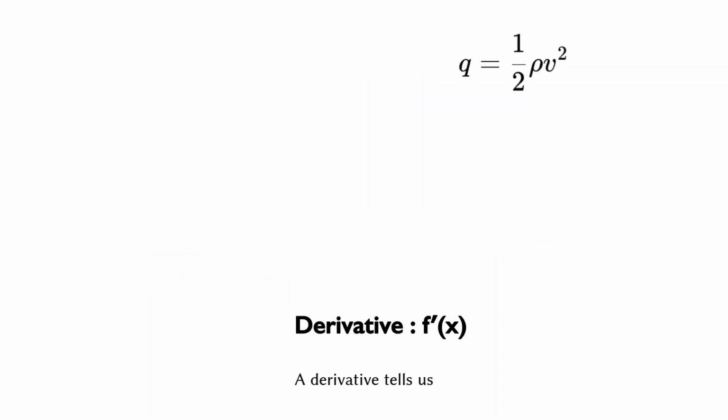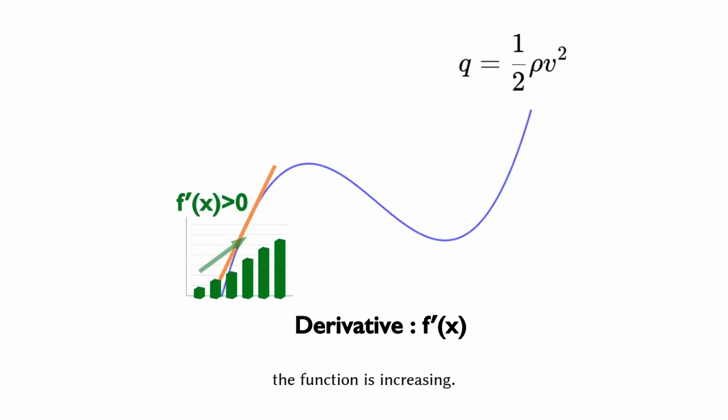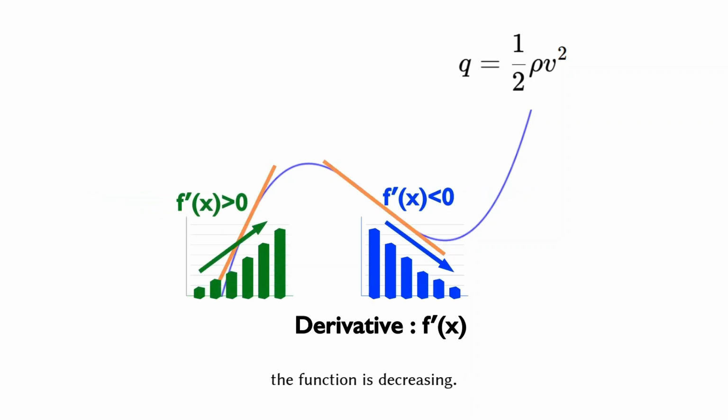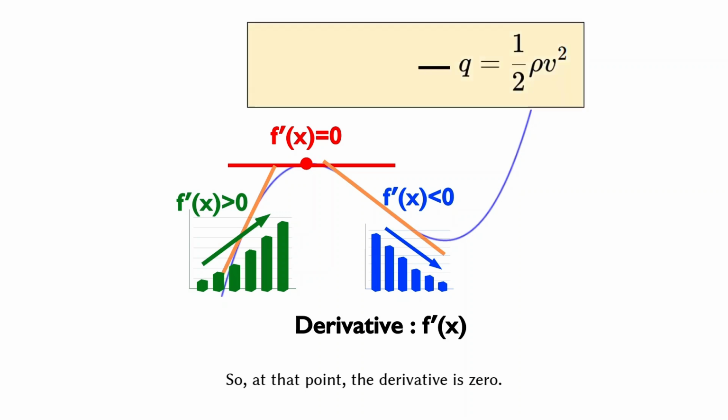A derivative tells us how a function changes. When the derivative is positive, the function is increasing. When the derivative is negative, the function is decreasing. At a maximum point, the function changes from increasing to decreasing. So at that point, the derivative is 0. dq/dz = 0.